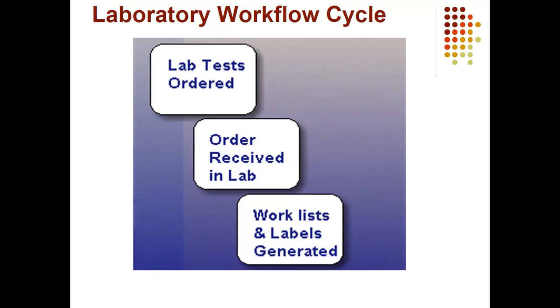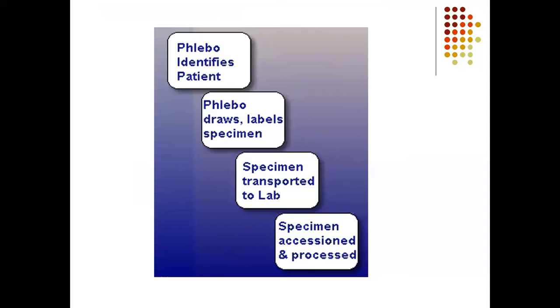After generation of the work list and the labels, the phlebotomist identifies the patient. This identification of the patient is very important, and I'll discuss it, because two patients with the same name but different MR numbers or lab numbers may be mistaken by the phlebotomist if the workload is heavy. So it is important to ask the patient for their name, and to check it from the file in the ward also.